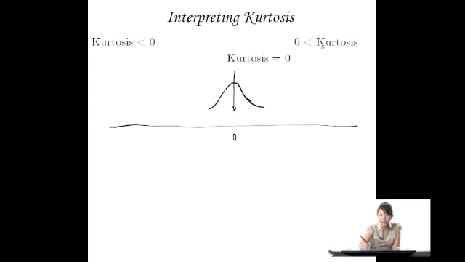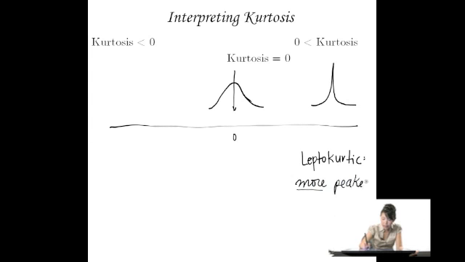A kurtosis of less than 0, and a kurtosis that's greater than 0 is going to be more peaked, more pointy than normal, right? So something like this, right? So that's a kurtosis that's greater than 0. And we call that leptokurtosis, leptokurtic. It just means more peaked than normal.